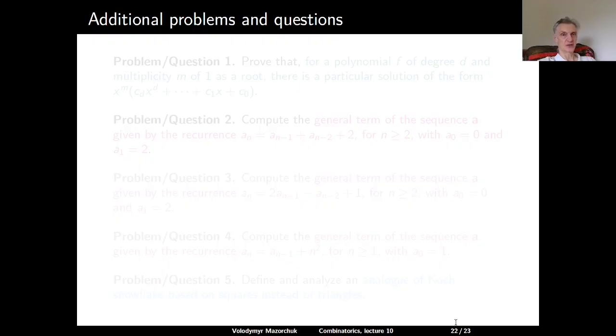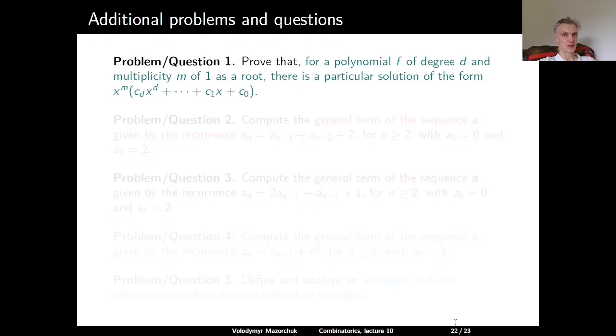Some additional problems and questions at the end. Problem question 1. Prove that for a polynomial f of degree d, and in the case when the multiplicity of 1 as a root of the characteristic polynomial of the recursion is equal to m, there is a particular solution for the non-homogeneous recursion of the form x to the power m times c_d x to the power d plus and so on plus c_1 x plus c_0.